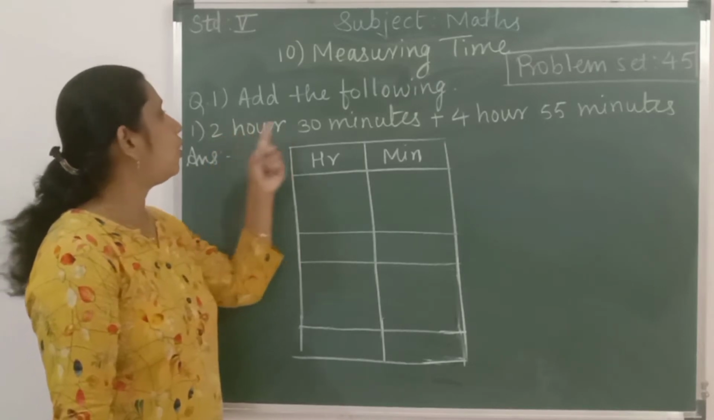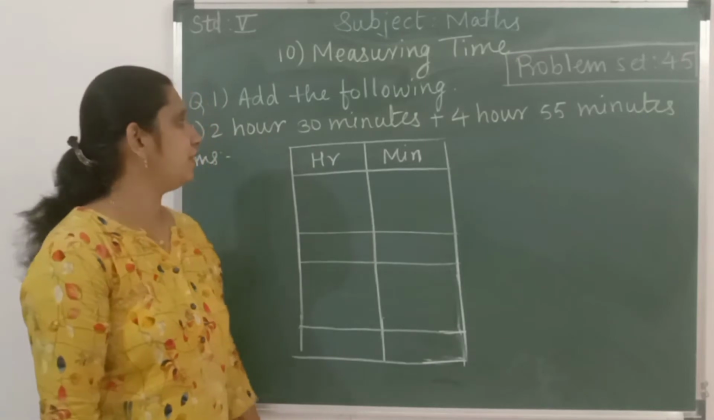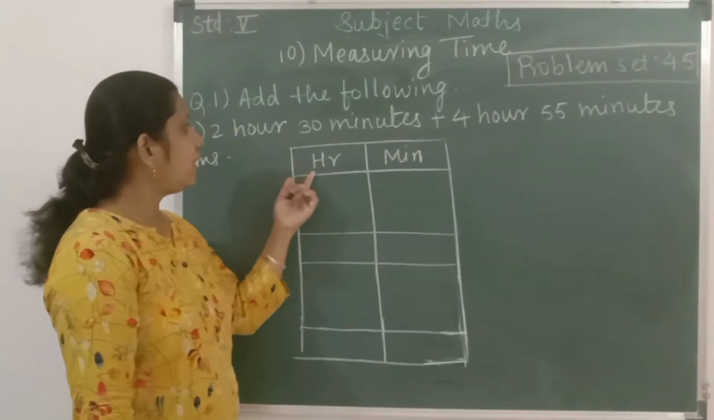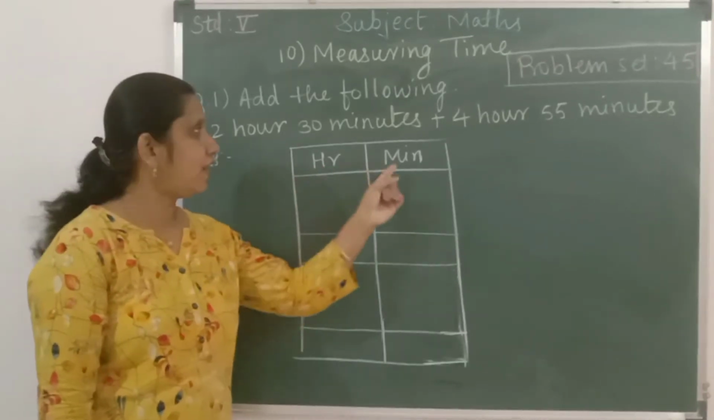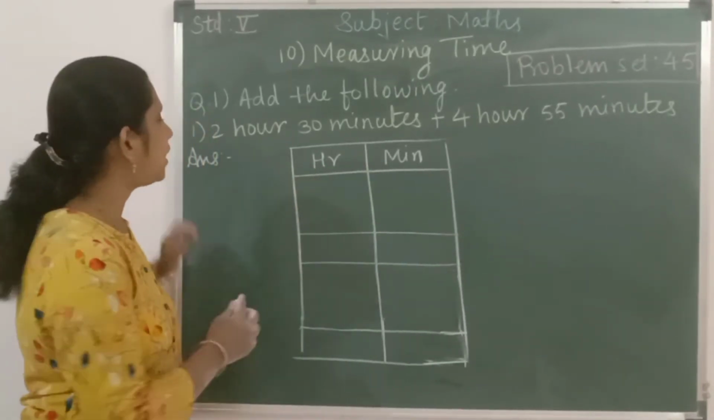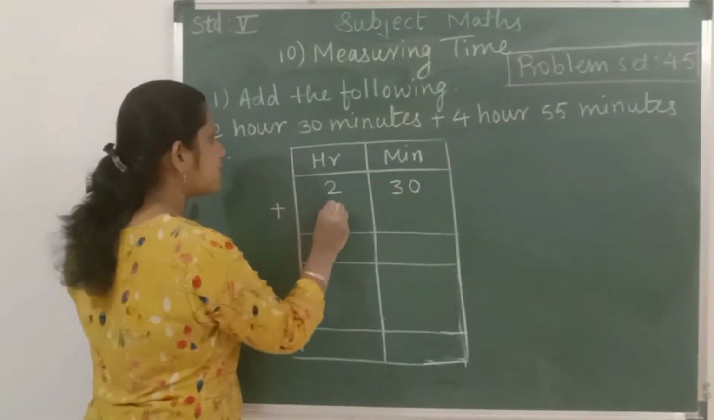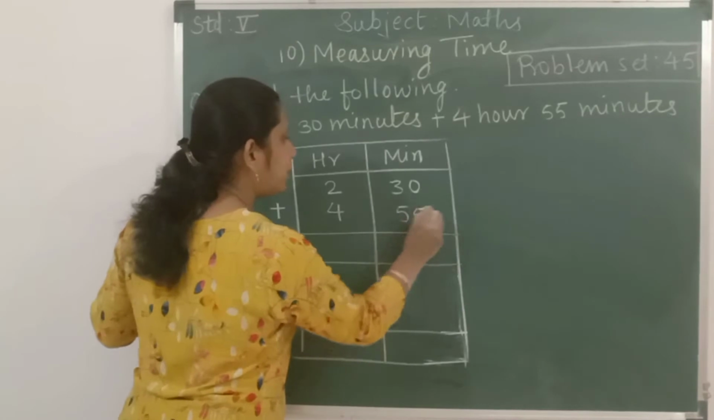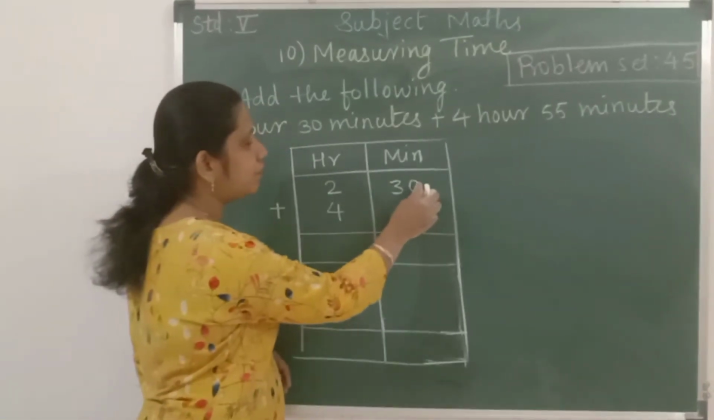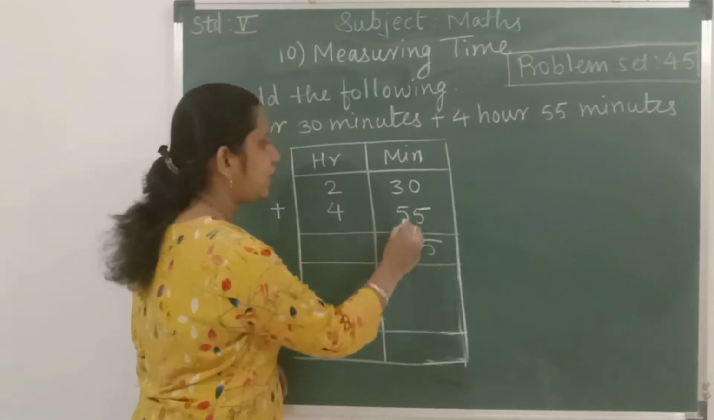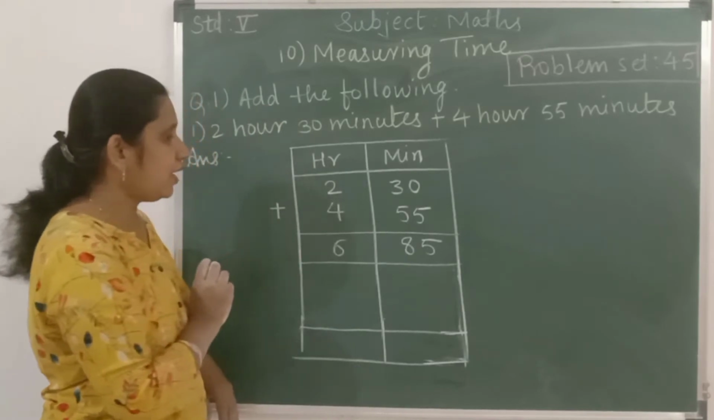What is given? 2 hours 30 minutes plus 4 hours 55 minutes. Okay. Now to solve this, I have drawn two columns. One is of hour, another one is of minutes. So let us start solving. 2 hours 30 minutes plus 4 hours 55 minutes. Okay. Now let us start adding the numbers. 0 plus 5, 5. 3 plus 5, 8. 2 plus 4, 6.